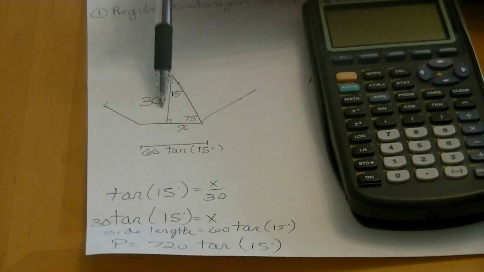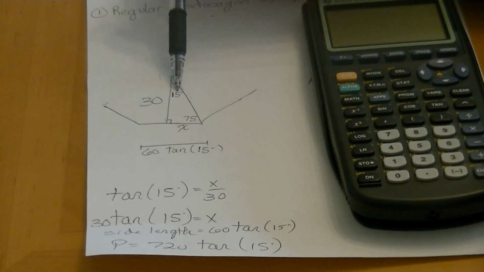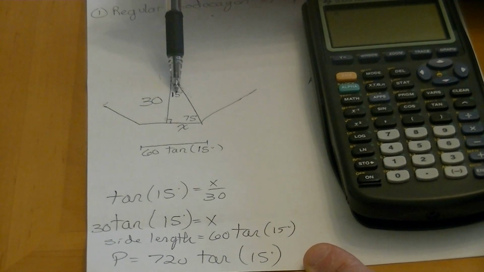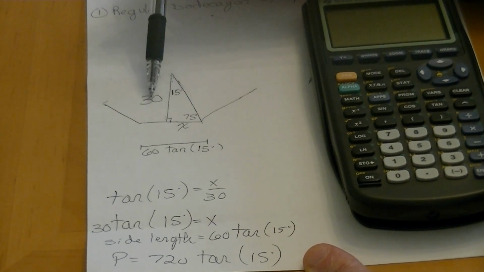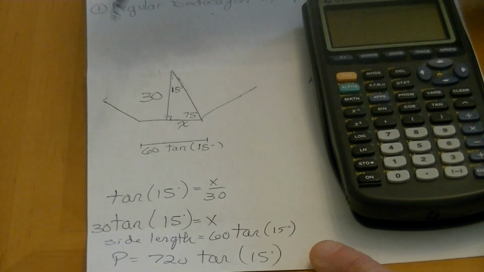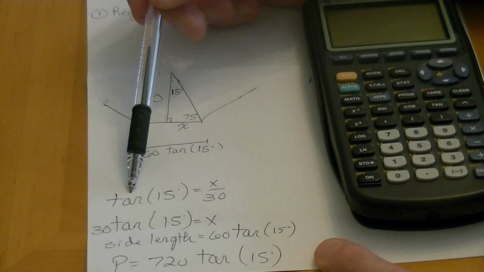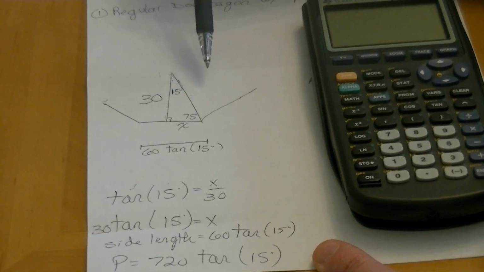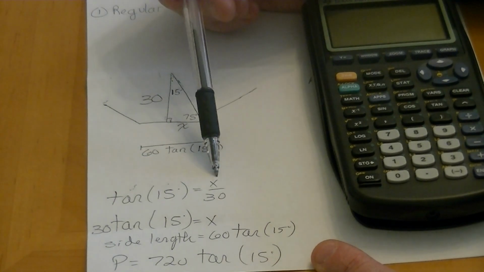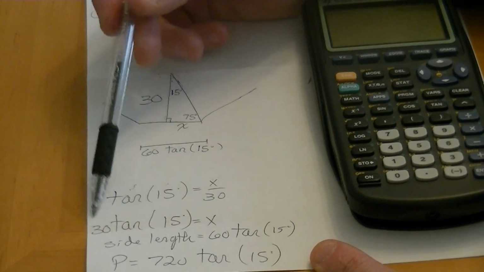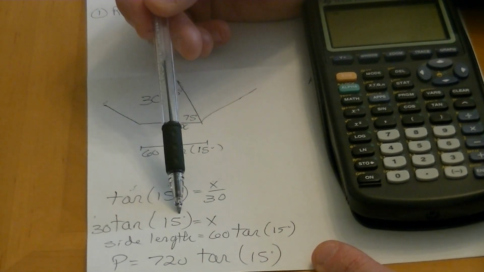So let's see. It's not a special right triangle, so I got to choose an acute angle. I chose the 15. Could have chosen 75. I chose 15. For that angle, I want the opposite. I know the adjacent. Opposite adjacent would be tangent. So here's my tangent equation. Tangent of 15 is opposite over adjacent. To solve for x, I multiply both sides by 30. So x came out to be 30 tangent of 15.